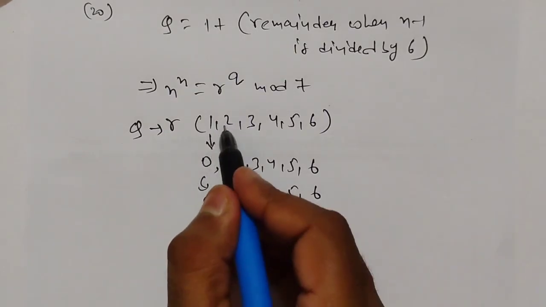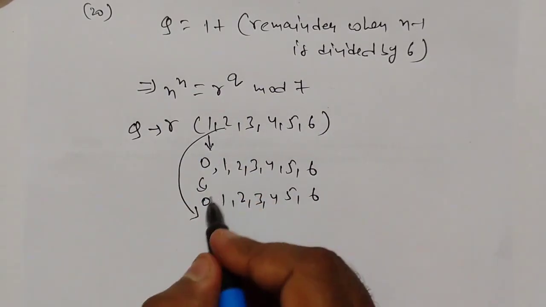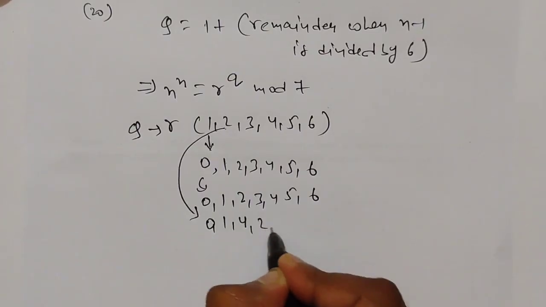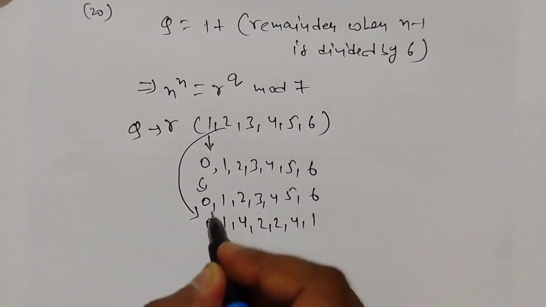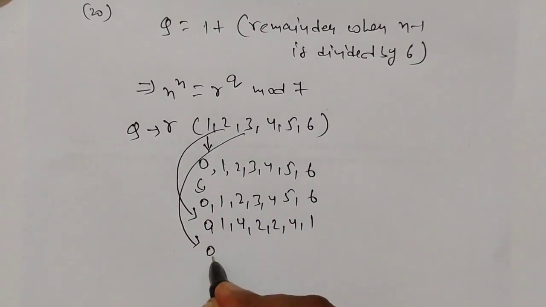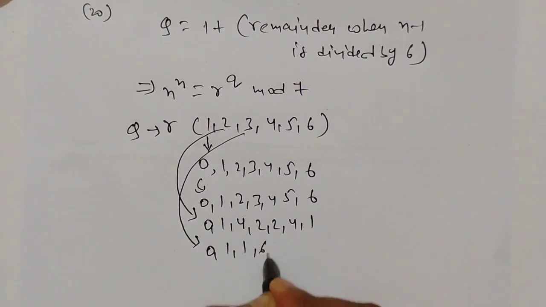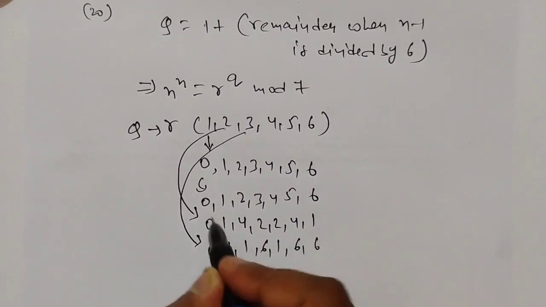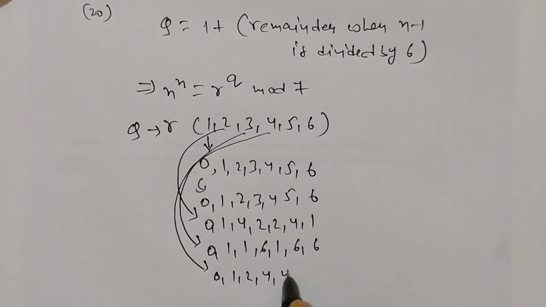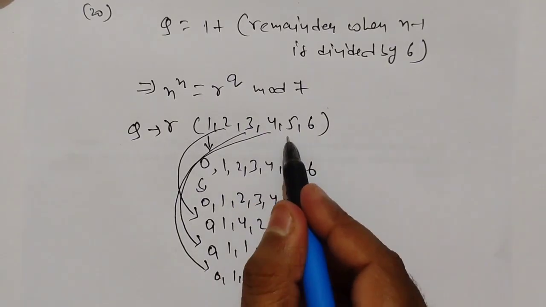The second, for 2 we have 0, 1, 4, 2, 2, 4, 1. For 3 we have 0, 1, 1, 6, 1, 6, 6. For 4 we have 0, 1, 2, 4, 4, 2 and 1.